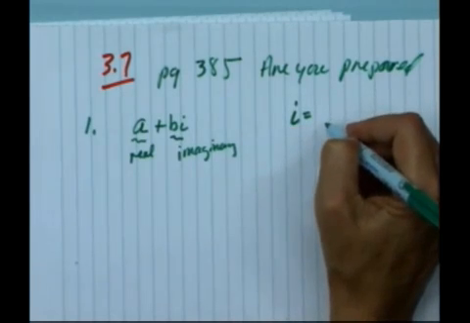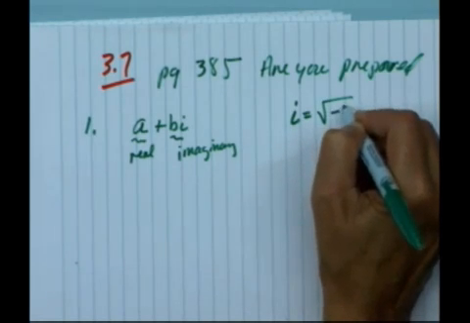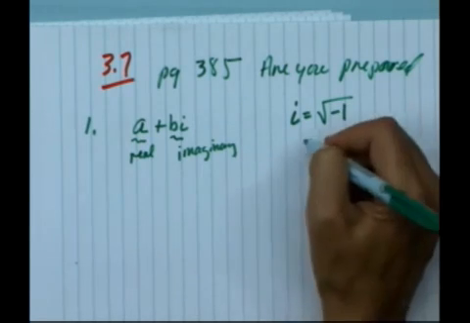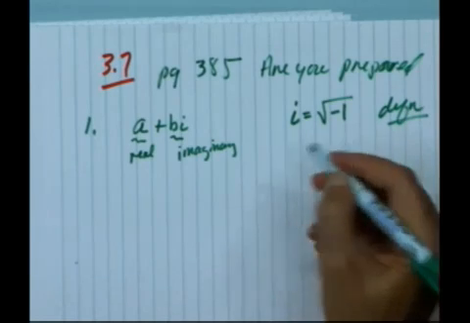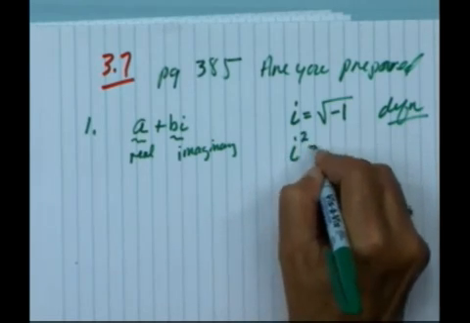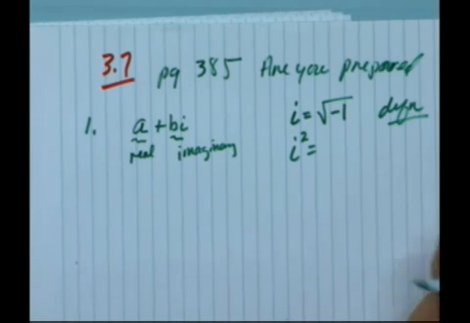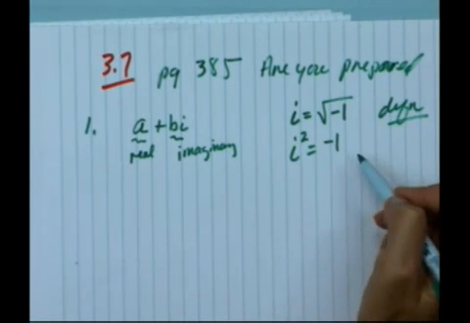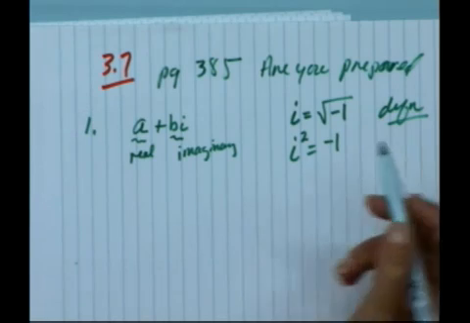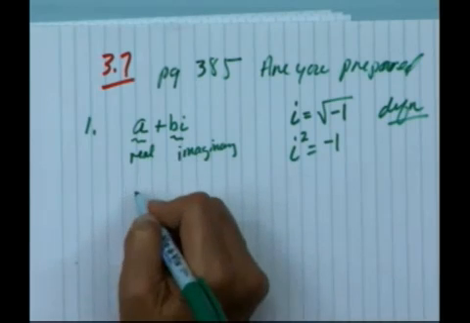Okay, how do we define i? i is equal to the square root of negative 1. This is a definition. So what does that mean i squared is equal to? Negative 1. Because if you square both sides, that just removes your radical, so i squared is equal to negative 1.